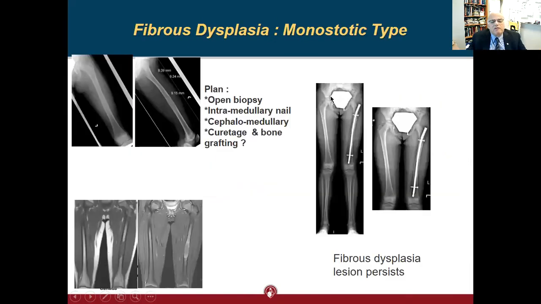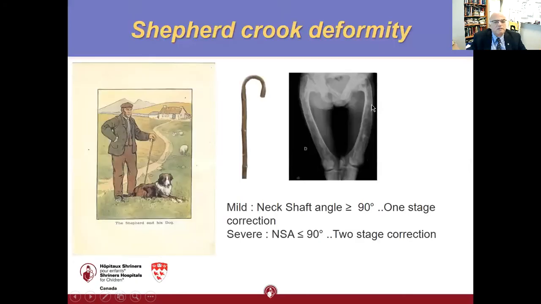An example of monostotic type of fibrous dysplasia, you can see here the lesion in the diaphysis of the femur. You can see it here very nicely. It was decided to implant a solid nail, and here really it should have included the femoral neck also.